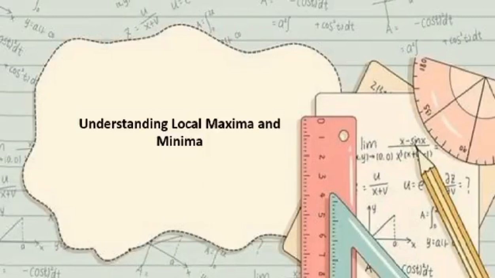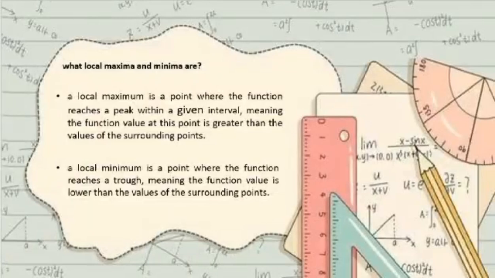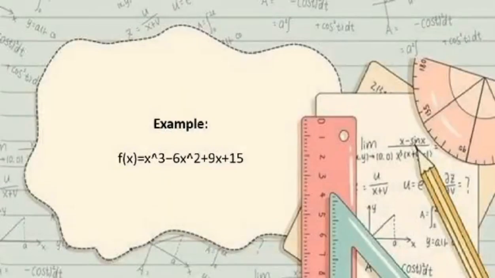Now, let's understand what local maxima and minima are. A local maximum is a point where the function reaches a peak within a given interval, meaning the function value at this point is greater than the values of the surrounding points. Then, a local minimum is a point where the function reaches a trough, meaning the function value is lower than the values of the surrounding points. For example, f of x is equal to x cubed minus 6x squared plus 9x plus 15.